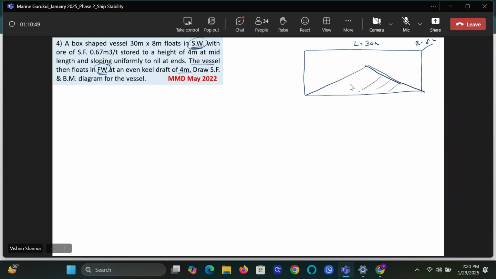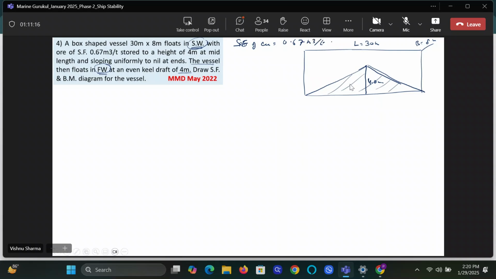This is the cargo. Am I right, guys? This height is 4 meters. Correct, class? The RD of the cargo is given as 0.67. RD does not have units, so no, this is the stowage factor. This is not RD, sorry. The stowage factor of the cargo is 0.67 cubic meters per ton.